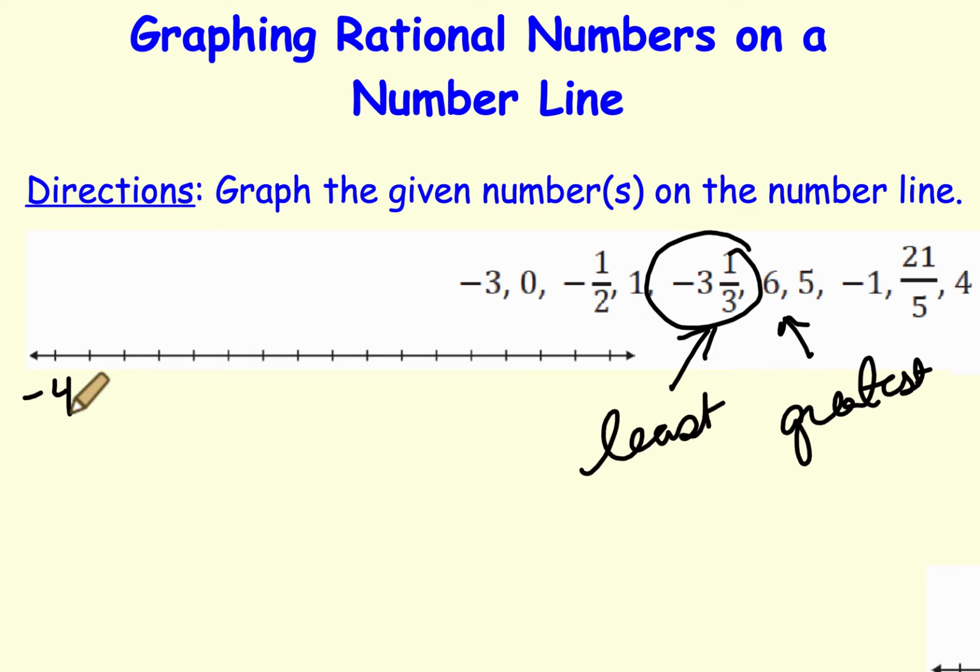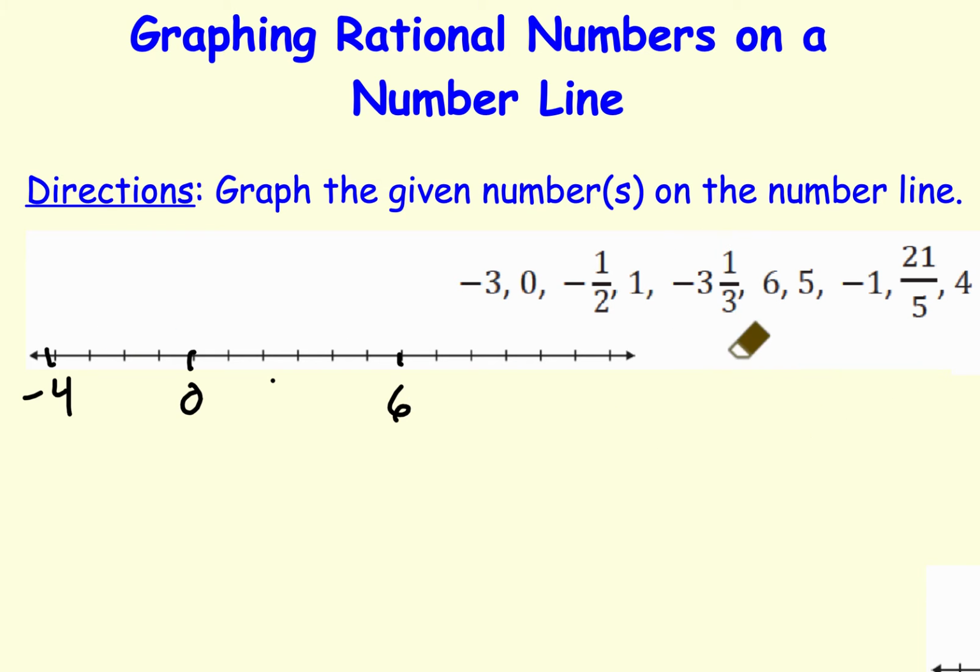And then thinking about how many segments I have, which is 16, and I need to go all the way to 6, I know that from negative 4 to 0 would be 4, and then 4 plus 6 would be 10. So I need at least 10 intervals. So when I did this, I chose to use an interval that had each one as 1. So now I'm going to put my points on my number line.